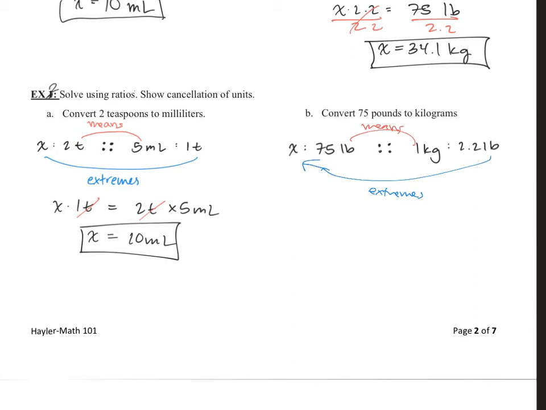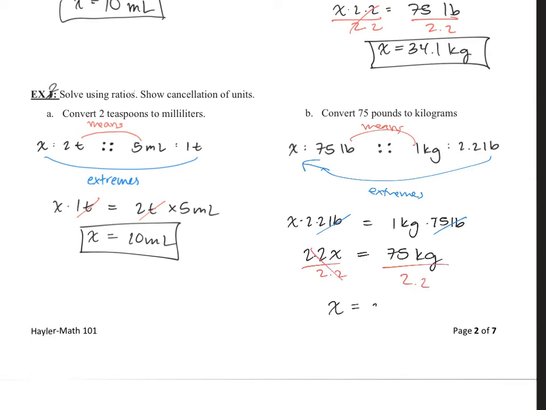It should be over there to that x. And we get x times 2.2 pounds equals 1 kilogram times 75 pounds. Then we can go ahead and cancel out the pounds from both sides. And what do we have left? We have 2.2 times x equals 75 kilograms. Once again, we can go ahead and divide out by the 2.2 to solve for x. And plopping that into your calculator, you'll end up with x equals 34.1 kilograms.